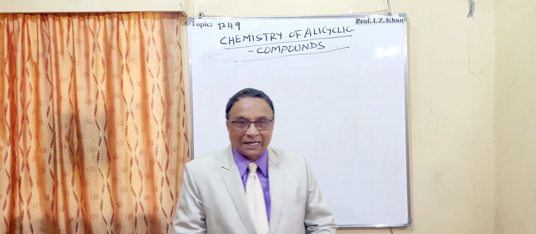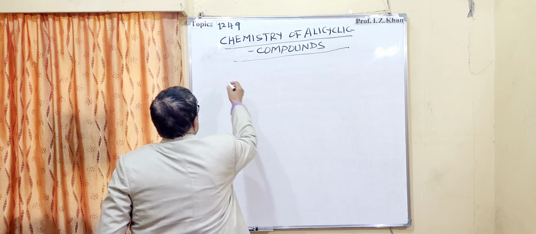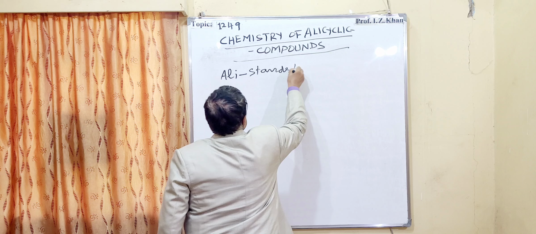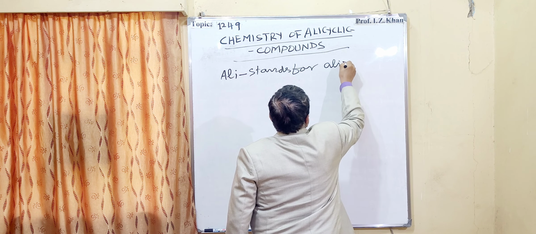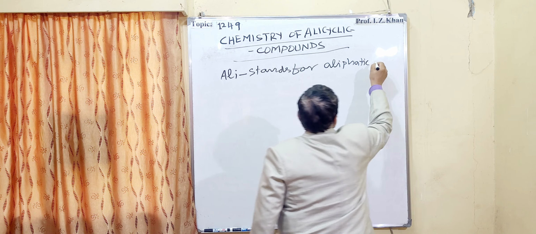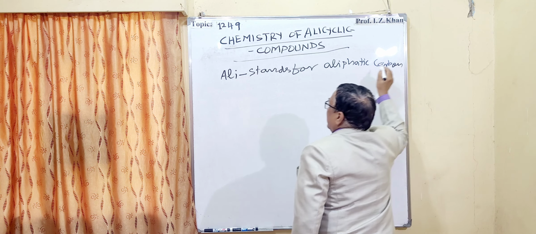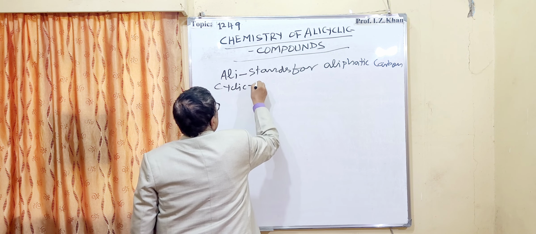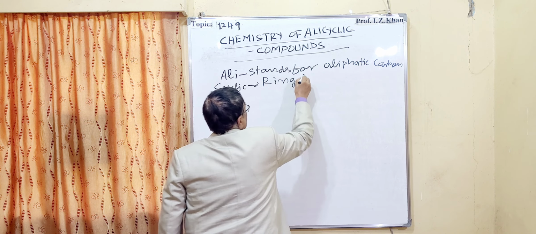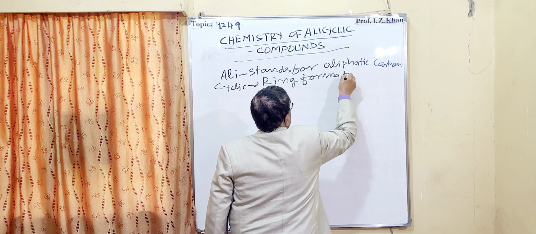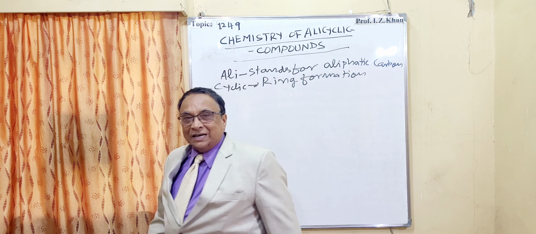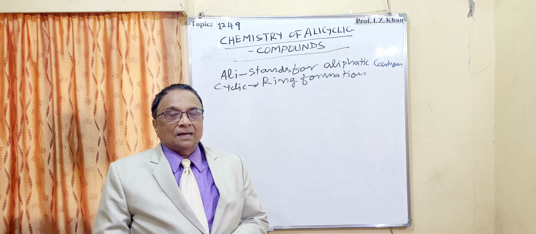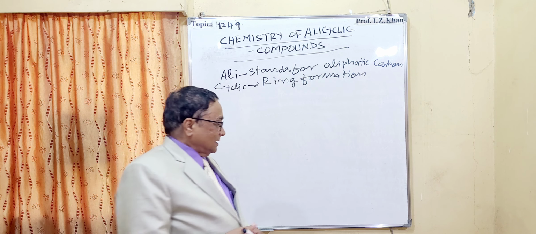So here, for example, Ali stands for aliphatic carbon, and then cyclic stands for a ring formation. So once the ring formation is done by only aliphatic carbons, they are alicyclic compounds.